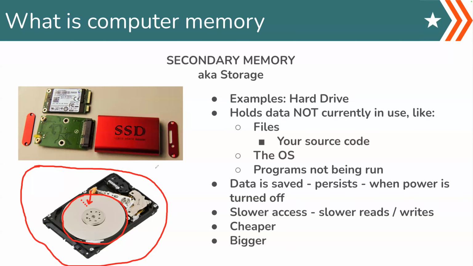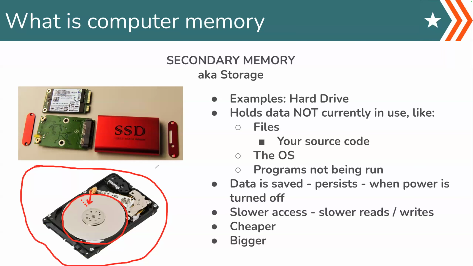Secondary memory is non-volatile memory, right? When I save a file and turn off my computer and turn it back on again, the file is still there. That's because the computer saved it in secondary memory, aka storage. It holds data not currently in use, like your source code, the binary executables for all the different programs we're not currently running, and the operating system itself.